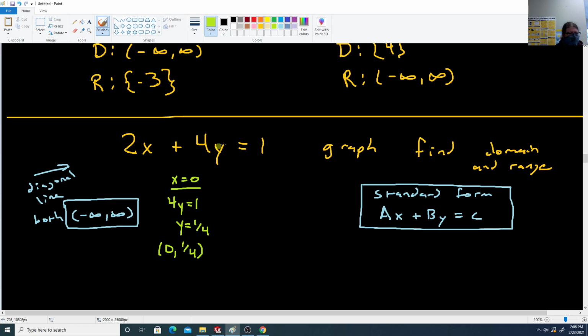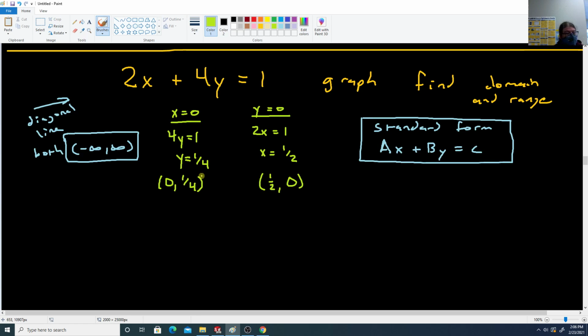And then the other way, I'm going to put 0 in for y. This term will be 4 times 0, so it'll be nothing. And the leftovers will be 2x equals 1, which I can divide by 2 and get x equals 1/2. And so I get 1/2, 0 for my second point. So I can plot those 2 points on my graph.